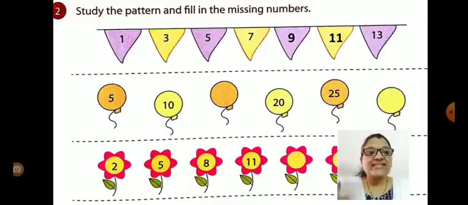Yes. Now next example. There are few balloons and numbers are written in it. First two numbers are 5 and 10. Here, what pattern rule do we see? Yes, add 5. Hence, the next number will be 15. Then 20, 25 is already given. After that, which number will come? Yes, 25 plus 5, 30 will come.